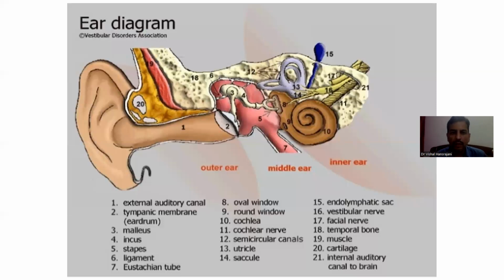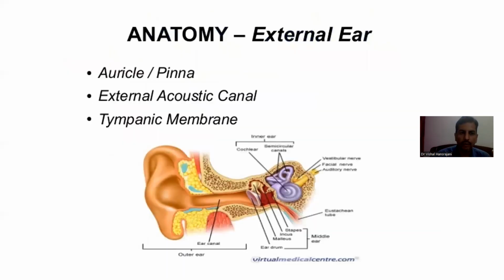So, it is the line diagram. Here we can see all the three parts of the ear. We'll start with the anatomy of the external ear. The external ear is divided into the auricle or the pinna, the external auditory canal, and the tympanic membrane.